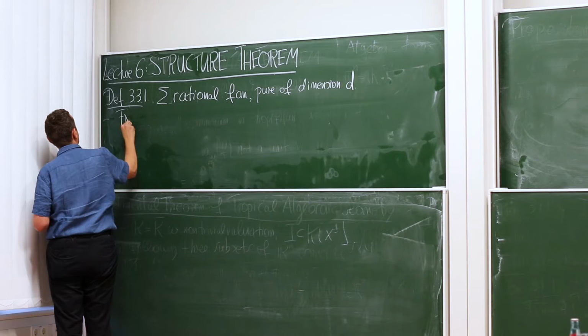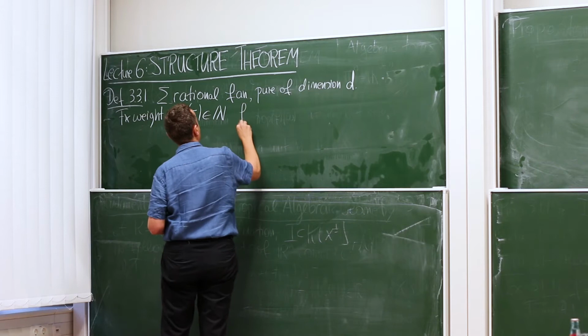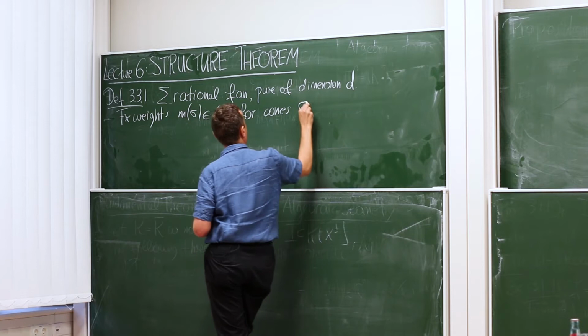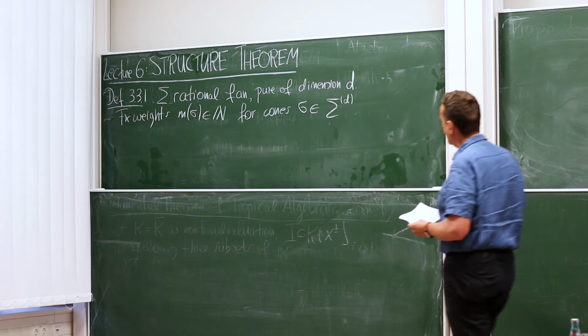Let's say we have some weights. We fix weights, m of sigma. These are non-negative integers on every cone, and these are going to be all cones of top dimension. So sigma upper d is all the cones. Every cone sigma of top dimension d has some non-negative integer weight chosen arbitrarily for now.